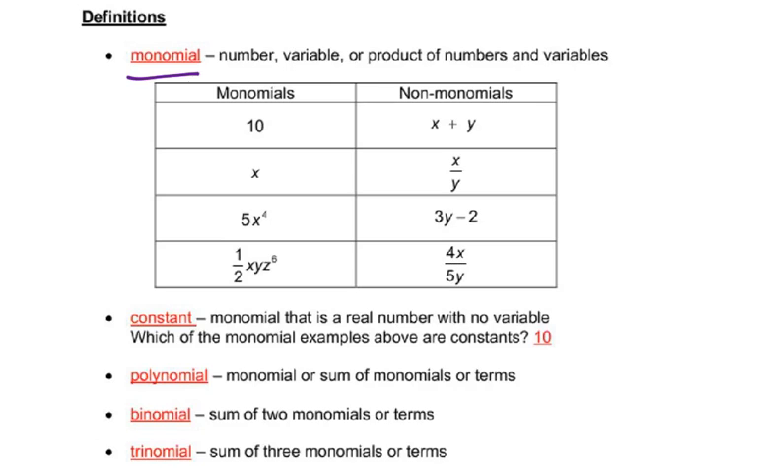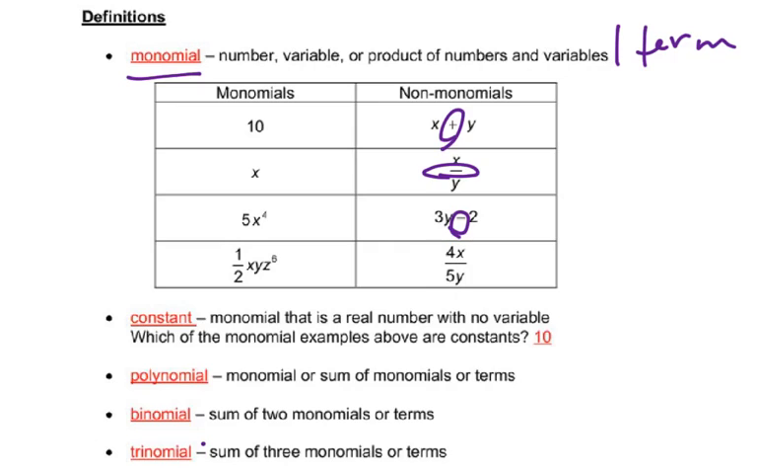Okay, definitions. First one is monomial. Is a number, variable, or product of numbers and variables. Remember, it is one term. It's okay for it to be a number. It's okay for it to be a letter. It's okay for it to be a combination of a number and a letter. And it's okay for it to be a fraction with several letters. What's not okay is if you have a plus, a minus, or a fraction with the x in the top and the y on the bottom.